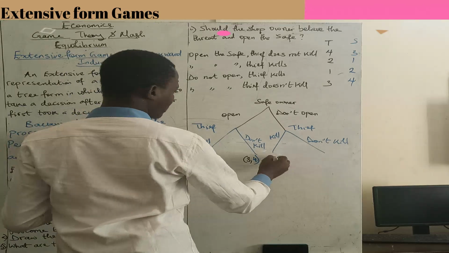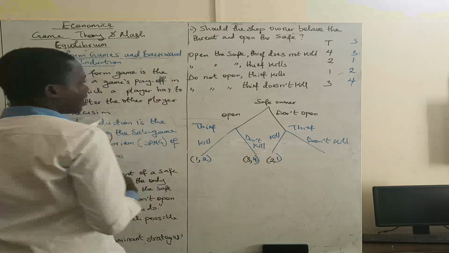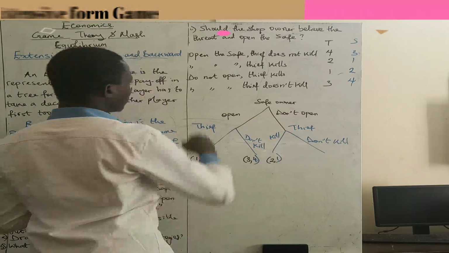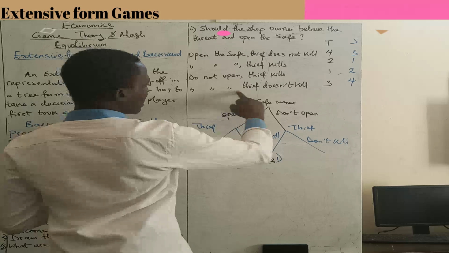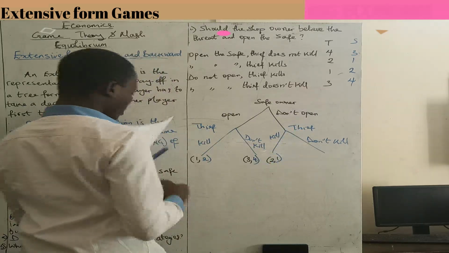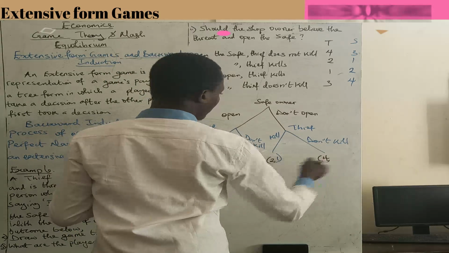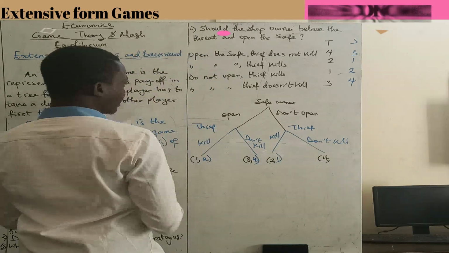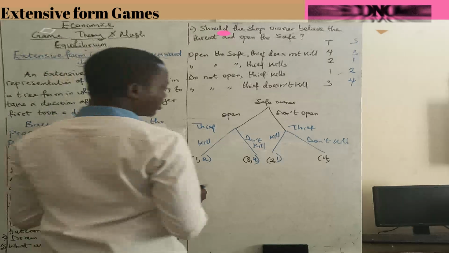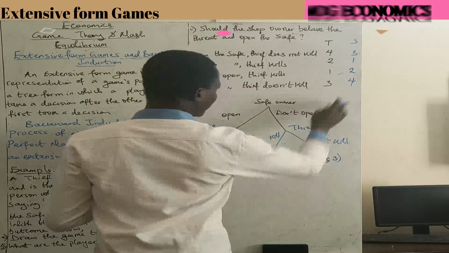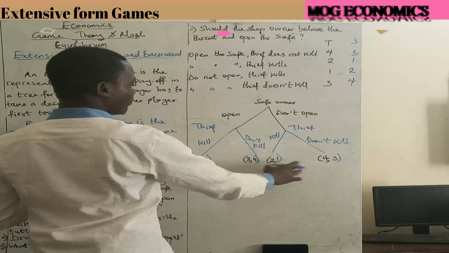You can see that this stuff is easy. Okay. Now, if the safe owner does not open and the thief does not kill, the safe owner, of course, will be able to keep his money. Okay, so 4. And the thief wouldn't like to commit murder in addition to robbery. So the thief gets 3. So the safe owner gets 4. So we are writing the payoff of the safe owner first.